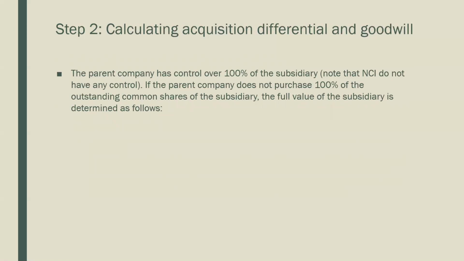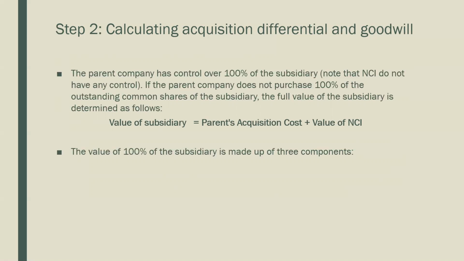So if the parent company doesn't purchase 100% of the outstanding common shares of the subsidiary, the full value of the subsidiary is calculated by adding to the parent's acquisition cost the value assigned to non-controlling interest. The value of the subsidiary is made up of 3 components.